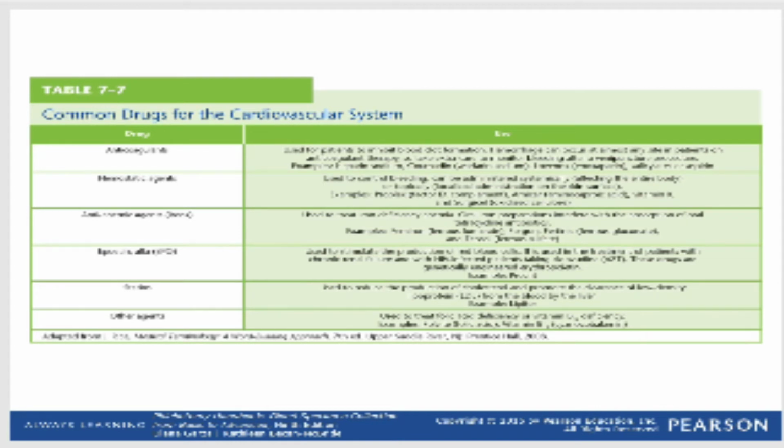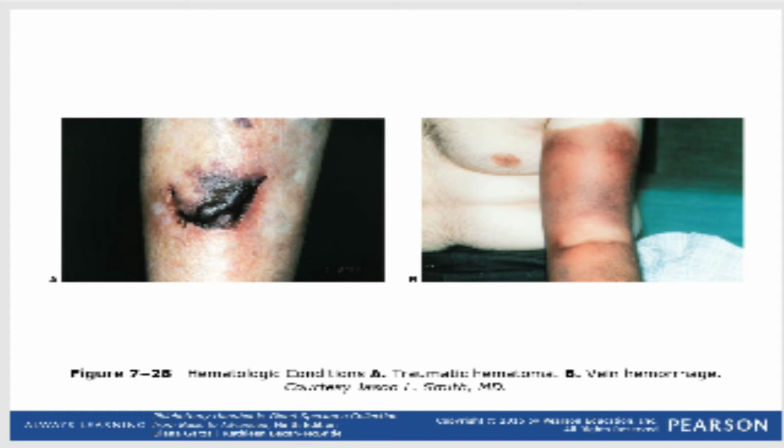So these are some common medicines for the cardiovascular system. And here are some good examples. The picture on the left is a traumatic hematoma, a tumor of blood. And that on the right is a hemorrhage. And I have seen patients that the blood pressure cuff has been pumped up too tight on them that causes them to hemorrhage, and it looks very similar to what that picture looks like there.